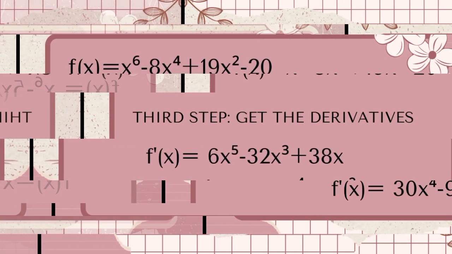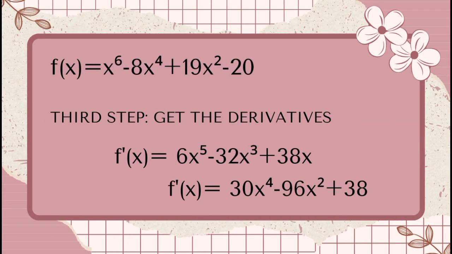So the next step is we're going to get the derivatives. The first derivative: x raised to 6 will become 6x raised to 5. Then negative 8x raised to 4 will become negative 32x raised to 3. Then 19x squared will become 38x. Then the negative 20, we're not going to copy that because it's already a constant.